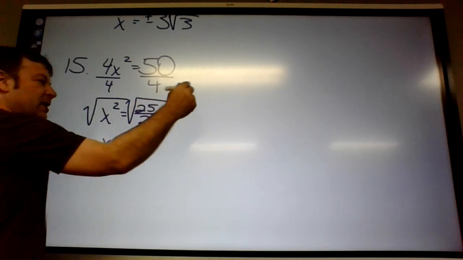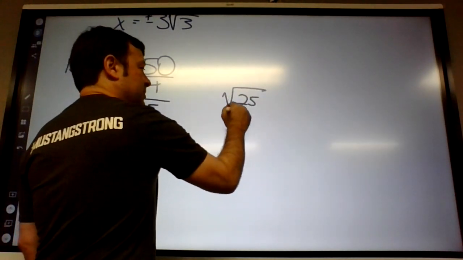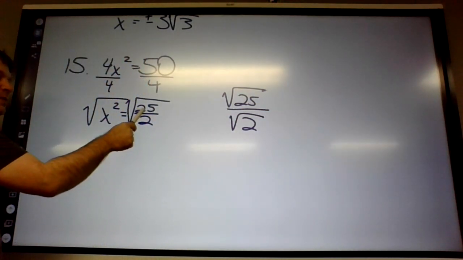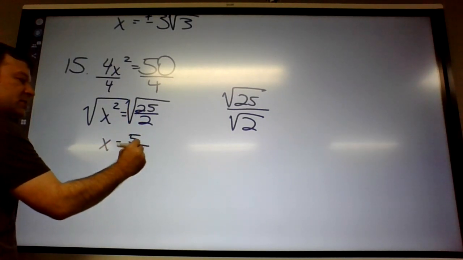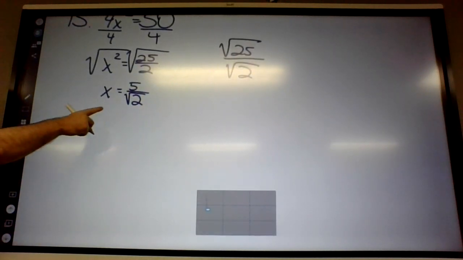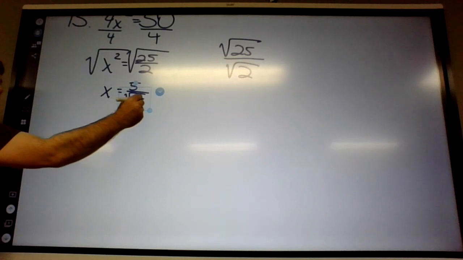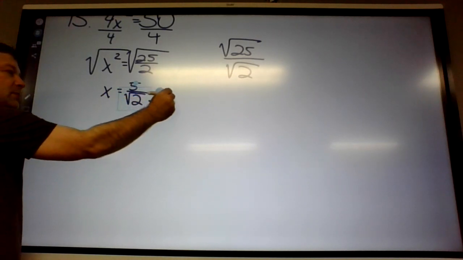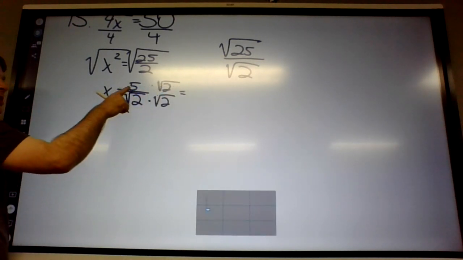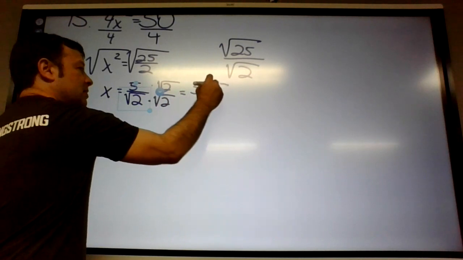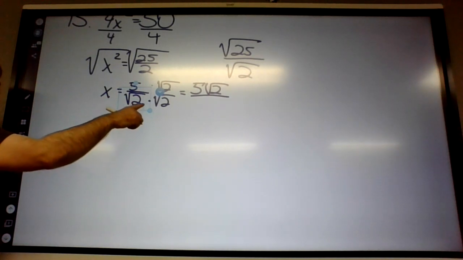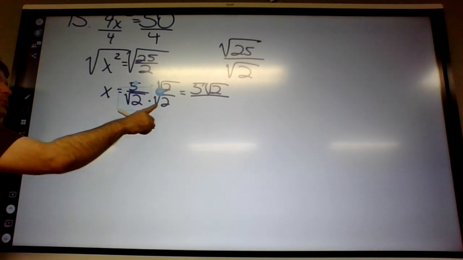Okay, so when we have the square root of 25 over 2, that's the same thing as the square root of 25 over the square root of 2. So what's the square root of 25? 5. What's the square root of 2? Well, it doesn't really simplify. What's the problem with this answer? Can't leave the square root on the bottom, right? So what I'm going to do is multiply top and bottom by the square root of 2. So the top becomes 5 square root of 2, and the bottom becomes 2. There we go.